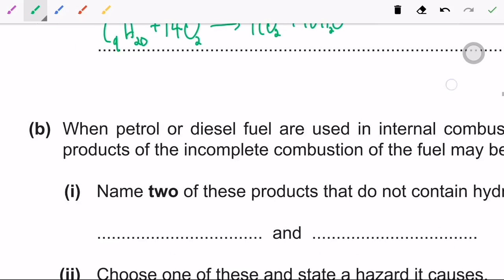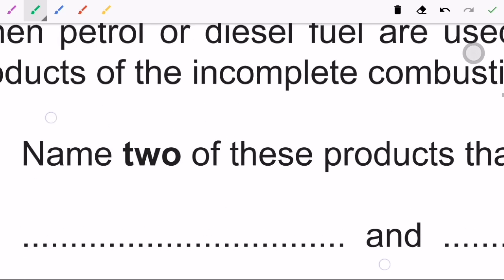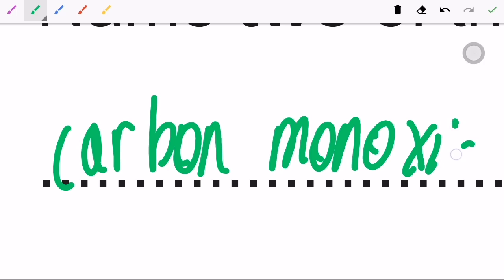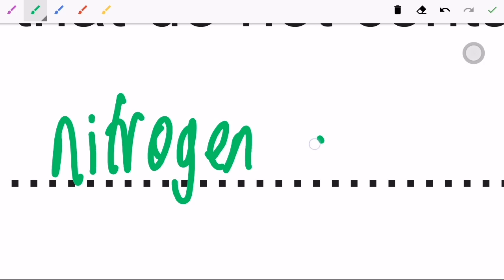Part B: when petrol or diesel fuel are used in internal combustion engines, several different products of the incomplete combustion of the fuel may be formed. Name 2 of these products that do not contain hydrogen. Number 1, you have to name. Do not say CO, NO. Say it out loud, don't be ashamed: carbon monoxide, and nitrogen oxide.